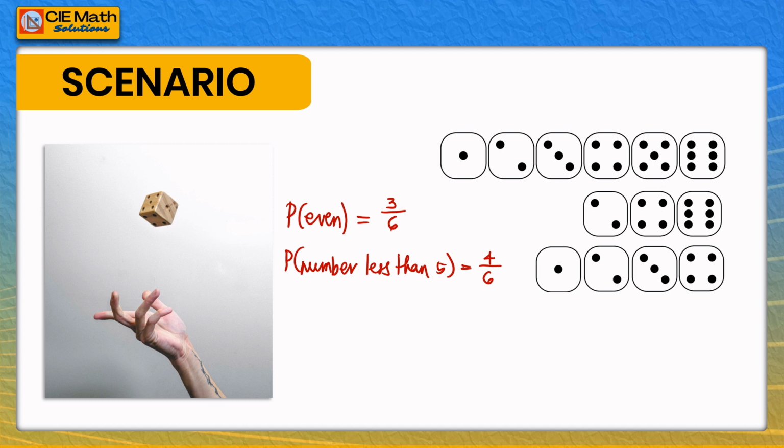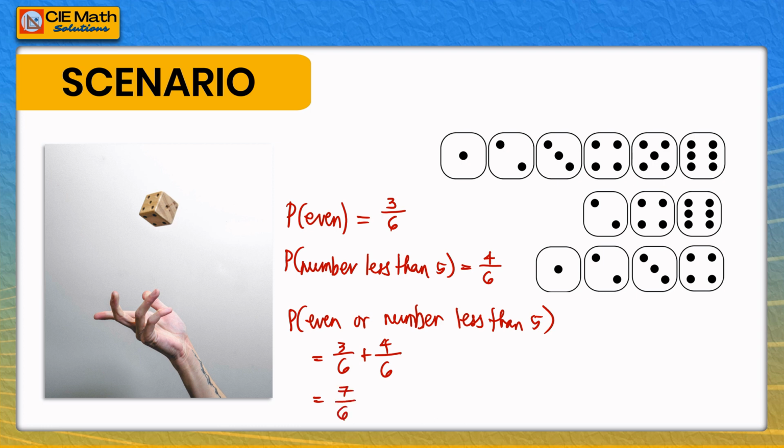If we would like to find the probability then of an even or a number less than 5, using the probability rule that we have discussed before, we simply add them. We have 3 over 6, the probability of even, plus 4 over 6, the probability of a number less than 5. If we add them, this is equal to 7 over 6.